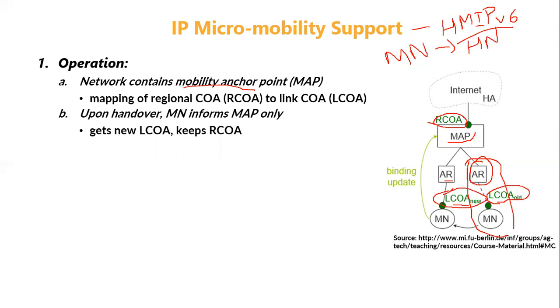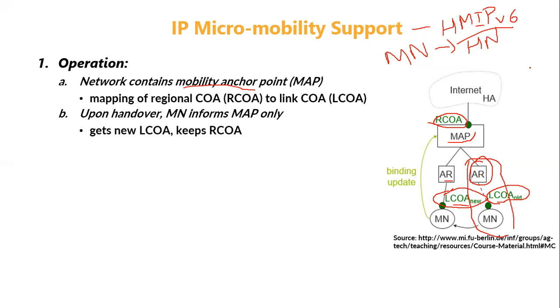So whenever there is a handover, this is a local handover, because the mobile node is moving from one access router to another access router. A MAP, mobile anchor point, assists the local handover and maps RCOA to LCOA. So this local handover will be taken care of by the MAP.